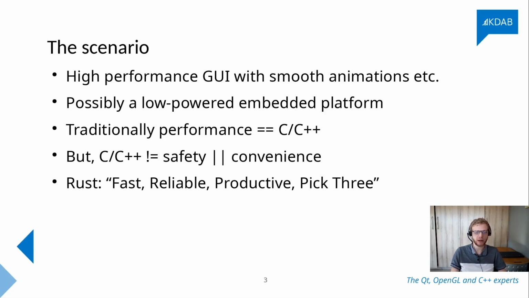So the whole point of this talk is that now we've got a new player in the high performance language space in the form of Rust, which is sometimes quoted with the text "fast, reliable, productive, pick three." So Rust tries to give you the same performance as you can get from C or C++, while also giving you safety and convenience, which is really quite lucrative.